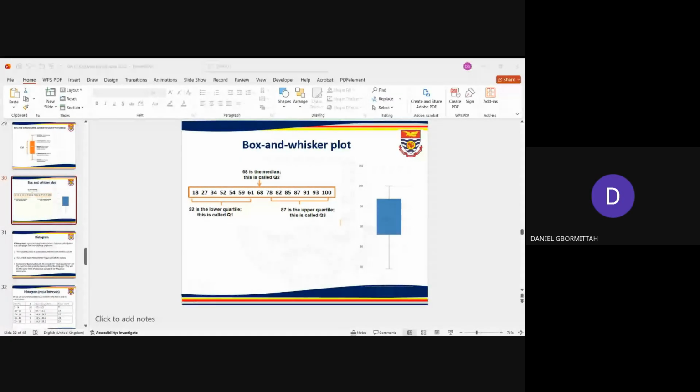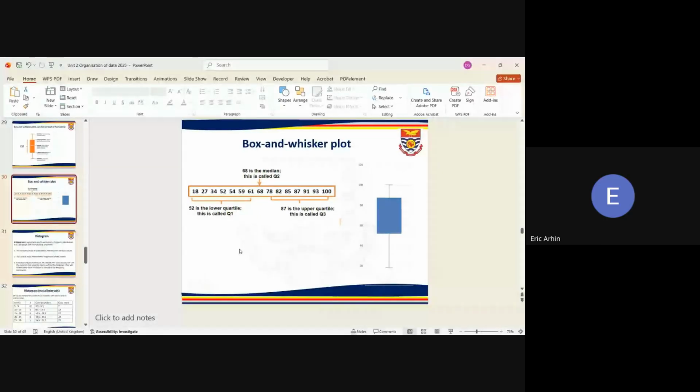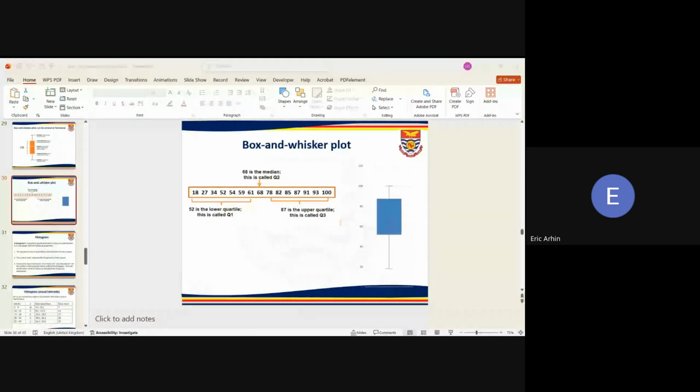Any other question? Eric, please. Can it also be that when the numbers are odd, you can find the median from the middle, straight ahead? Yes, but you have to arrange the data first. It must be arranged in ascending order. Okay, sir. Thank you.